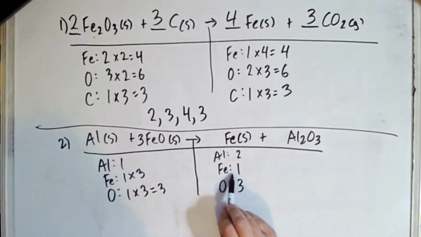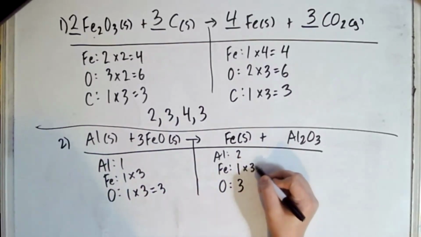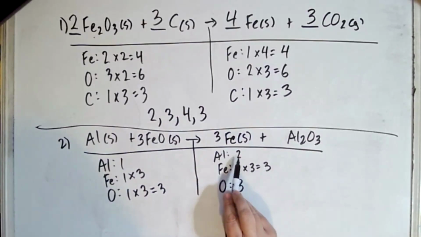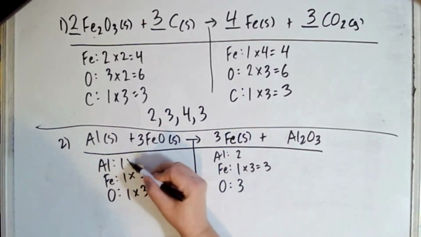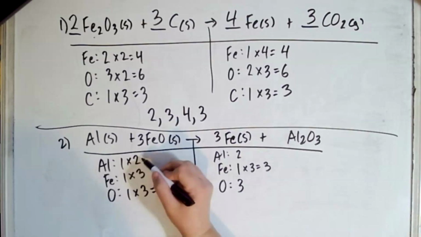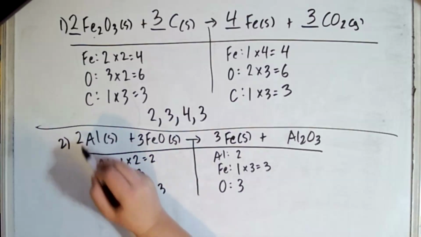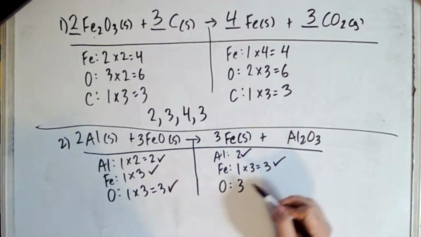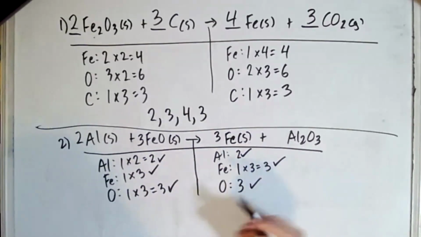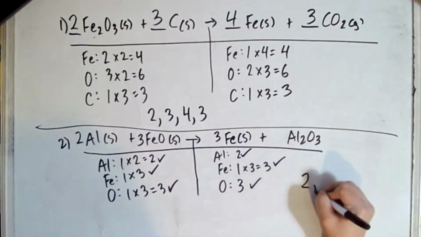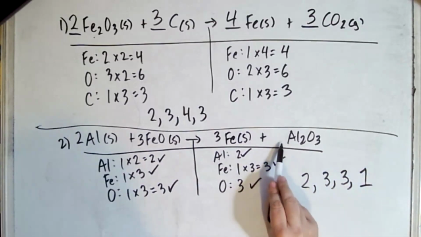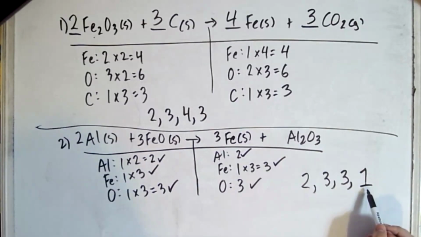So now I can look at my product side and say, okay, well, I have 1 iron here. So I'll multiply that iron by 3. So now my irons will match. And now I can look at my aluminum. I've got 2 aluminums here and I have 1 aluminum here. So I'll multiply that aluminum by 2. And now my aluminums match. Okay, so 2, 2, 3, 3, 3, 3. And my list of coefficients for this one would be 2, 3, 3, 1. Because when there's no number out in front, then we assume that that number is a 1.